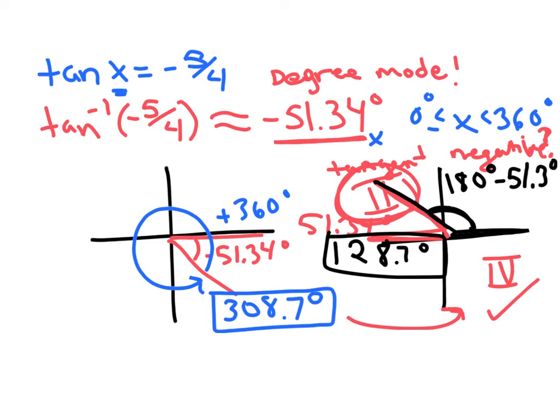Again, we find two solutions because we know that tangent is negative in two quadrants, quadrant 2 and quadrant 4. And we found the solution between 0 and 360 degrees in each of those quadrants.